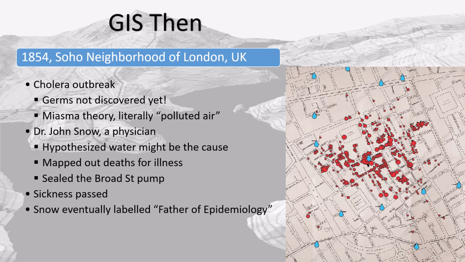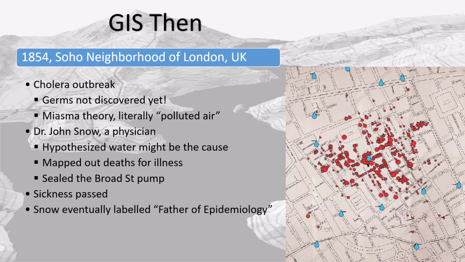So the 2 of them, scientist and priest, actually found the same information from inverse audiences. Snow found from interviews with victims' families that the victims had all drank from one single pump, the Broad Street pump. Whitehead found that those who had never been sick never touched that pump, though.